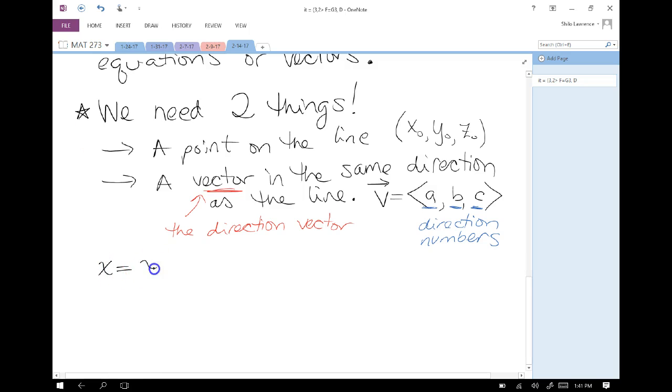So x is starting at x sub 0, and I know it's changing at a rate of a. So a times t. Y is starting at y sub 0, and it's changing at a rate of b. So b times t. And then z starts at z sub 0, and it's changing at a rate of c. This is a set of parametric equations for a line in space.